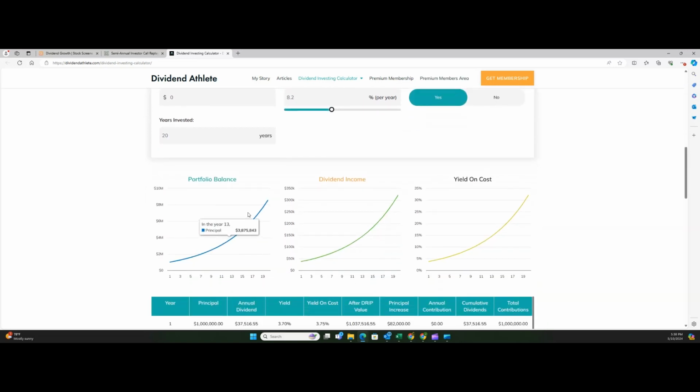After the end of 20 years, that $1 million is going to turn into $8.5 million. You're going to have a dividend income every year of $320,000 a year, passive income, and you're going to have a yield on that initial $1 million investment of 32% a year. So every year, just in dividends alone, you're going to be getting 32% return.